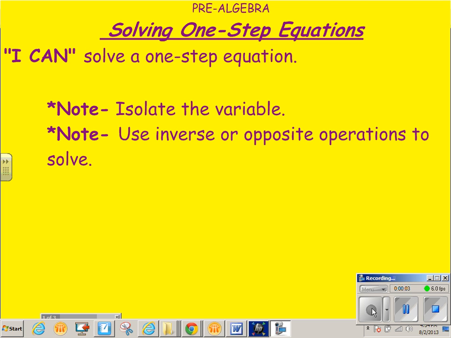Hi everybody. Today we're going to be solving one-step equations. And really, you know we're in Unit 0 right now, so this is a review more than anything. I want you to pay attention very closely to the process that you're going to be taking today.